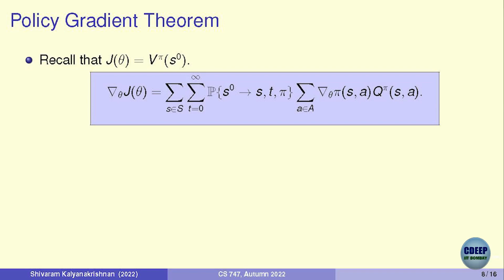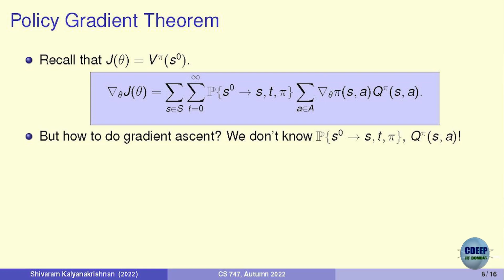Okay, now we've not really done anything yet, but we will. The idea is we want to try and go up the gradient of this J of theta. Okay, we want theta new to be theta old plus alpha times this gradient. That's what we want to do. But what's the issue we have? The issue we have is what I've already told you, right? We don't know many of these things. We don't know this probability, or the sum of these probabilities, we don't know what is Q pi of sa. So although this is something we want to do, it is something we are not equipped to do. This is an agent interacting with the MDP, it doesn't know these quantities.